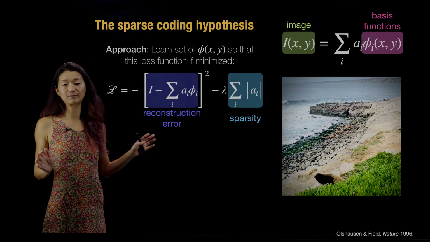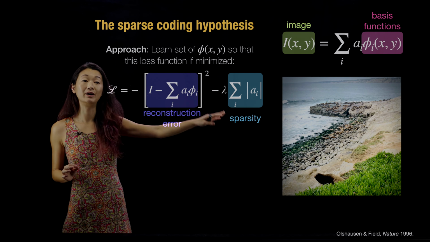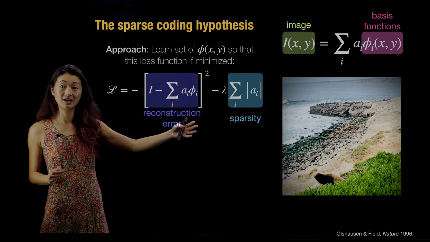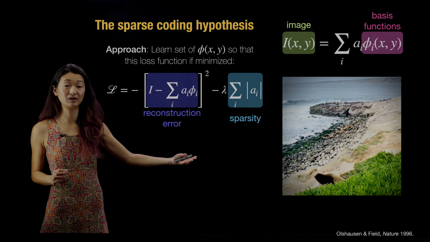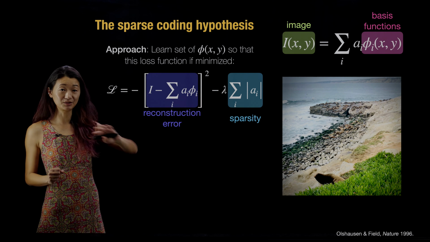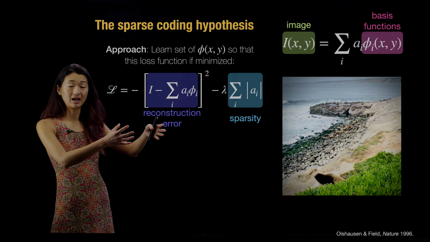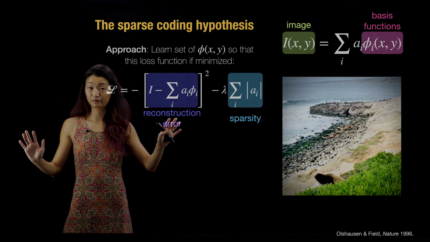And they tried a couple of different sparsity promoting norms. I'm just writing out one of them here, which is the sum of the absolute value of all of the coefficients that went into representing this basis function and reconstructing the image. So this is the loss function that they were trying to minimize. You want a small error, and we also want a small sparsity. So far, so good, right?